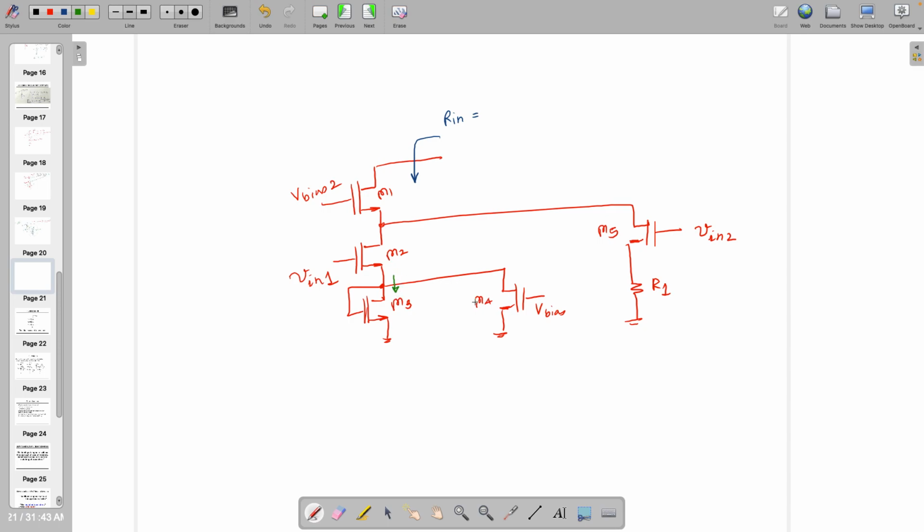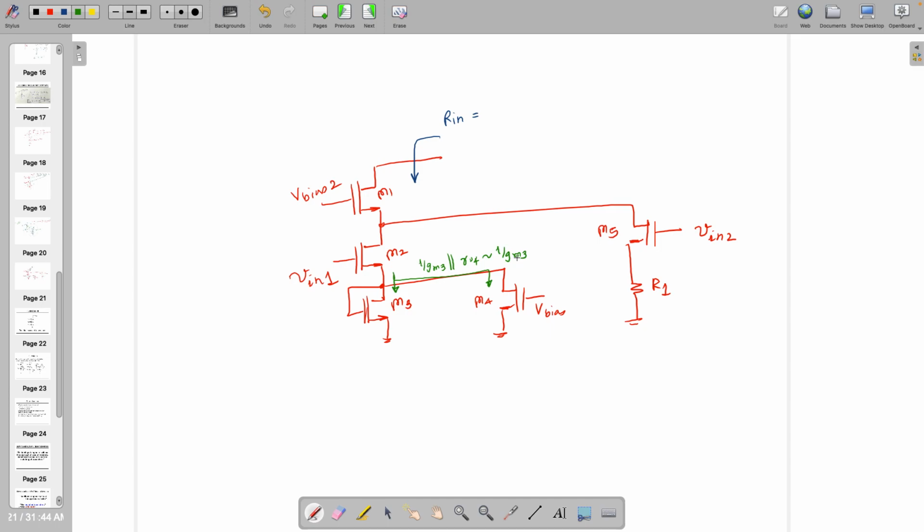Narmit, what is the resistance looking from here where two transistors are in parallel? Looking from this node, M3 and M4 are in parallel, so RO3 is parallel to RO4. No, this is diode connected. So 1 by GM3 in shunt with RO4. You can approximate this to 1 by GM3 if you wish.